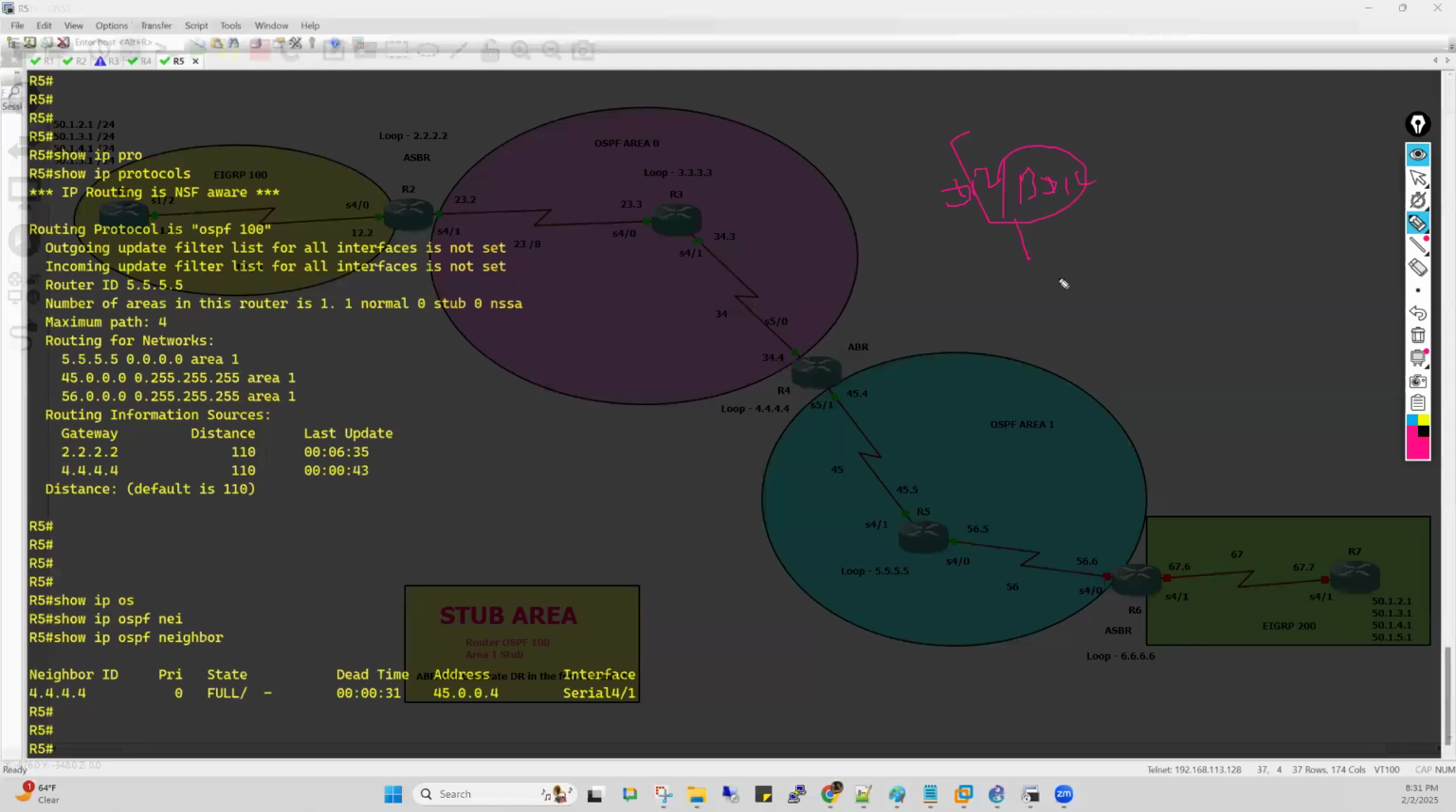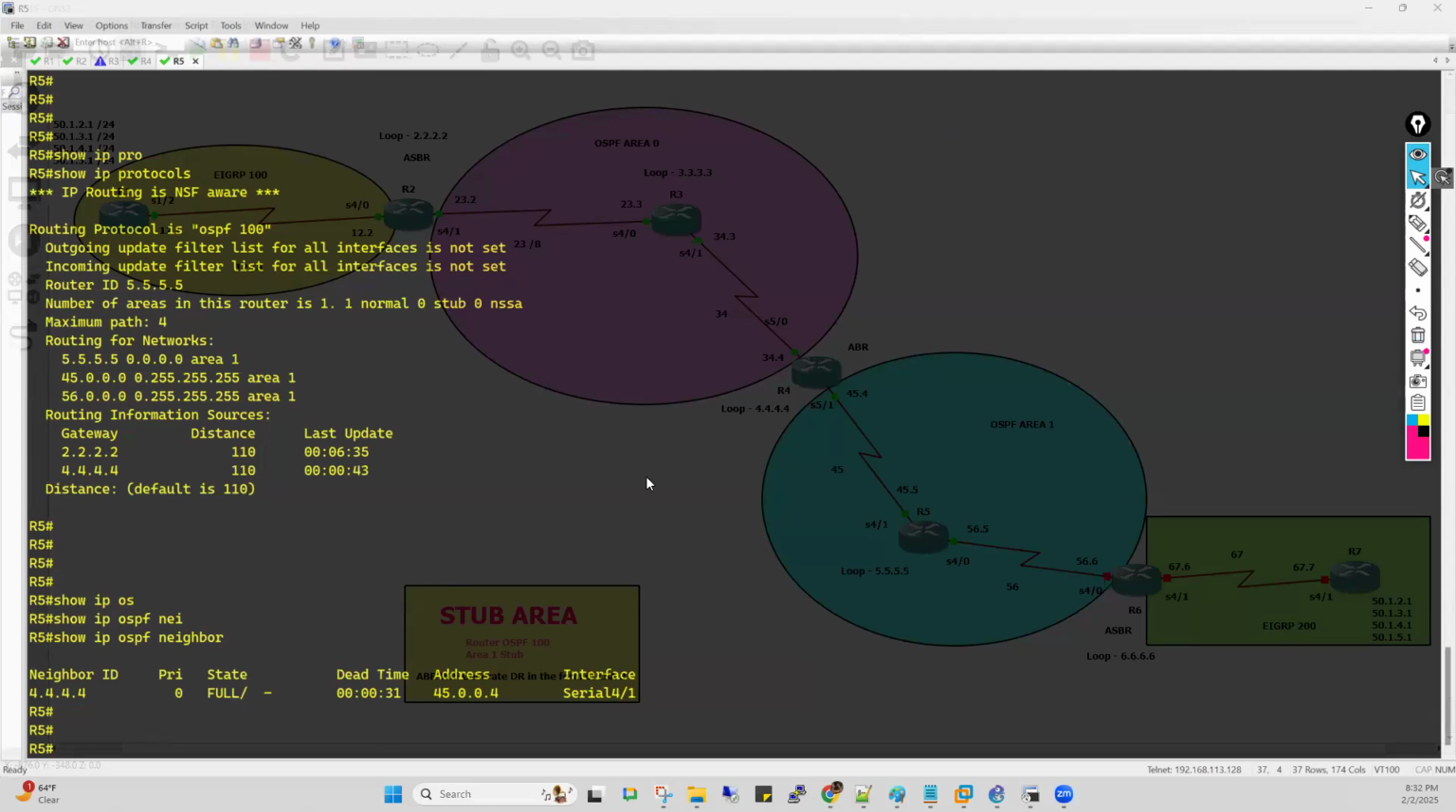So if there is no DR and BDR election, just tell me one thing. Are you guys able to see here type 2 LSA? Will someone tell me? Answer is no, because who generates the type 2 LSA? Only DR will generate the type 2 LSA. But in your topology, there is no DR and BDR election because we are using point-to-point network. Clear, guys, everyone? Yes or no?